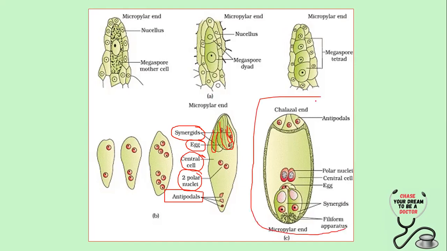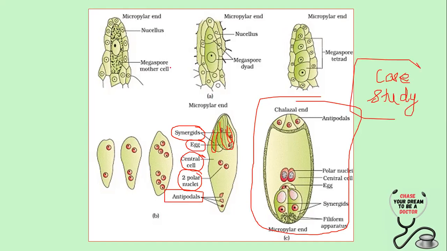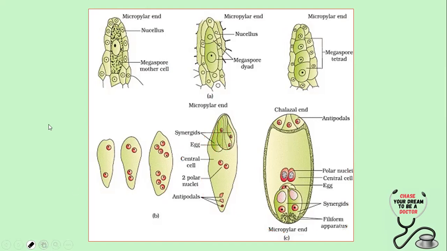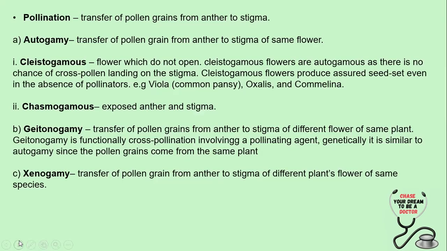Sometimes this can come as a case-based question. Since you can have a case study question, this may be asked in the exam. Clear? Is this topic clear for everyone? Yes, everyone? Yes. So that's all about the process of gametogenesis, that is microsporogenesis and megasporogenesis.